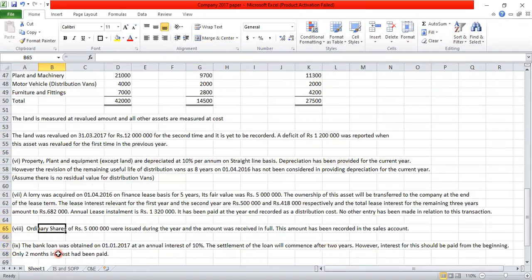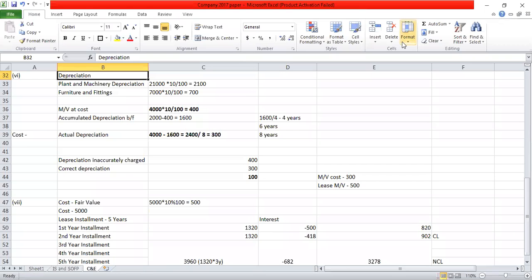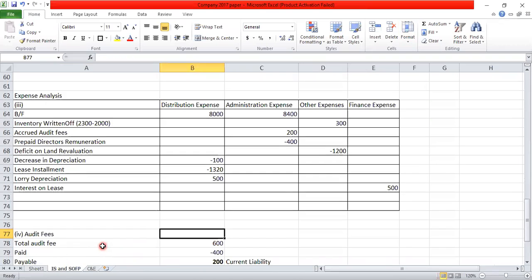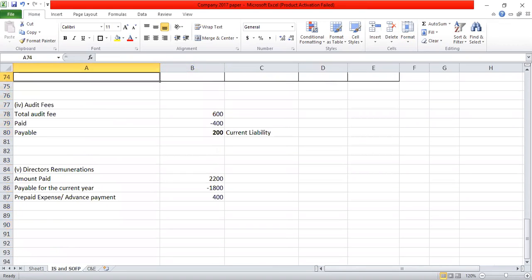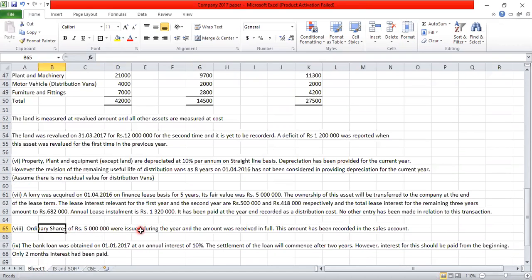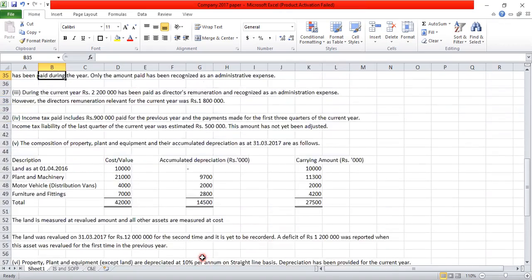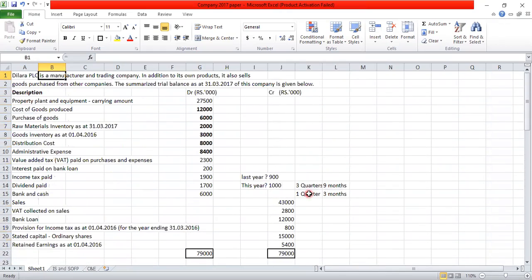Ordinary shares of rupees 500,000 were issued during the year and the amount was received in full. The amount has been recorded in the sales account. Let me move on to adjustment number 9. Adjustment number 9 informs us regarding a share issue. 5,000 were issued during the year. The amount was received in full. This amount has been recorded in the sales account. So they can't record this 5,000 in the sales account, which means it is a share issue, a rights issue. So we need to remove this 5,000 from the 43,000 of sales.